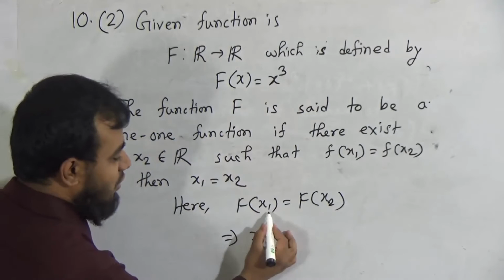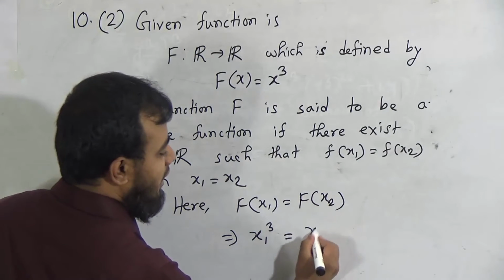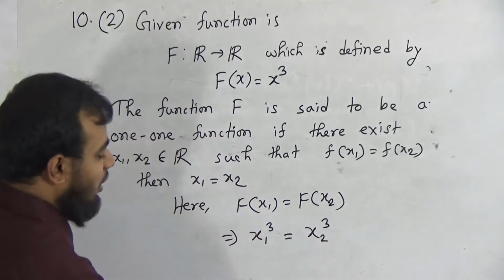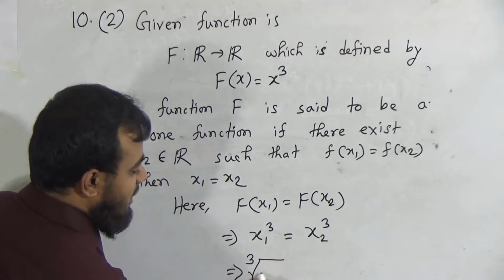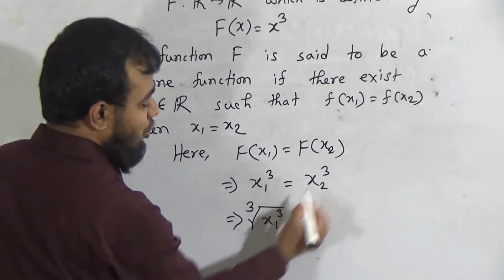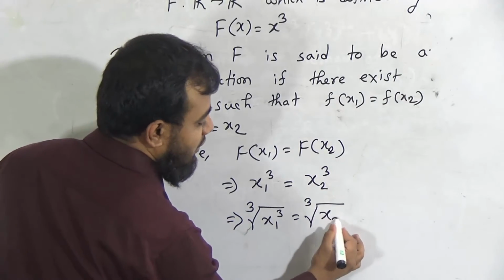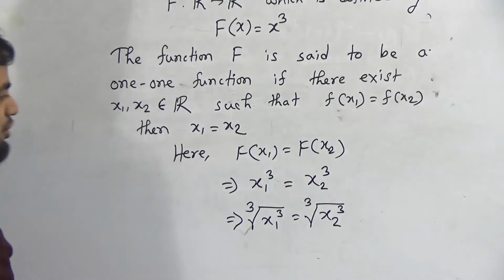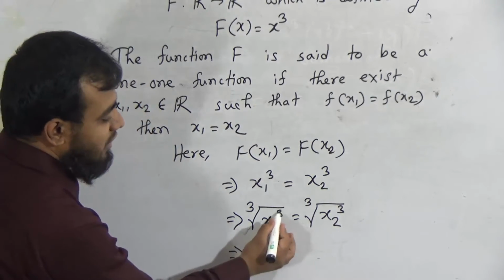So f of x1 equal to x1 cube, okay? And f of x2 equal to x2 cube. Now we can take a cube root in both of these equations, because we are going to omit this cube from both sides. That is why we can take the cube root on both sides of this equation. Now, my dear students, we can omit this cube and cube root.